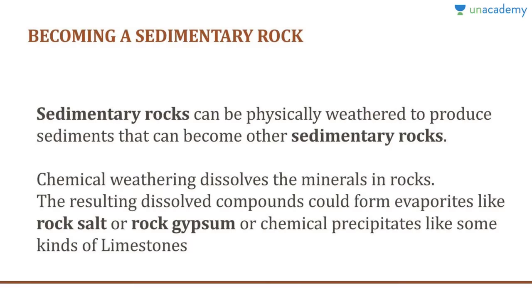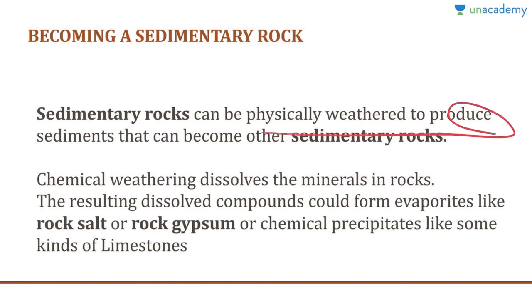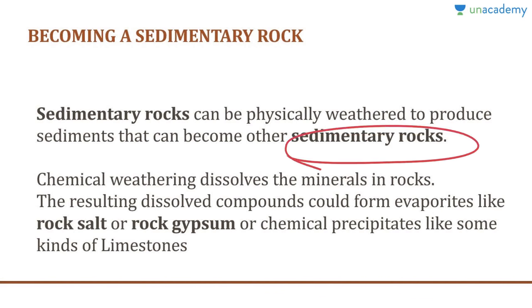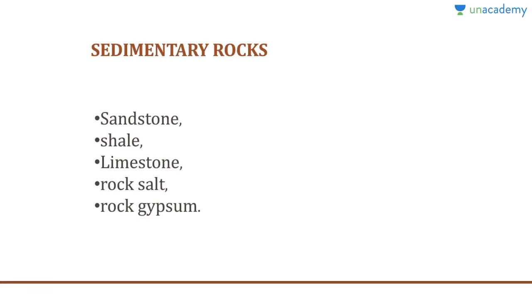Now one form of sedimentary rock can also be changed into another form of sedimentary rock. For example, sedimentary rocks can be physically weathered to produce sediments that can become other sedimentary rocks. Another example is chemical weathering. It dissolves the minerals in rocks. We'll be discussing chemical weathering in the weathering lesson. The resulting dissolved compounds form evaporites like rock salt or rock gypsum. These are also sedimentary rocks. So one form of sedimentary rock is getting converted into another form of sedimentary rock. Examples of sedimentary rock are sandstone, shale, limestone, dolomite, rock salt, rock gypsum, etc.